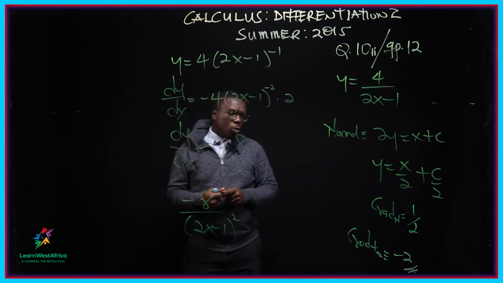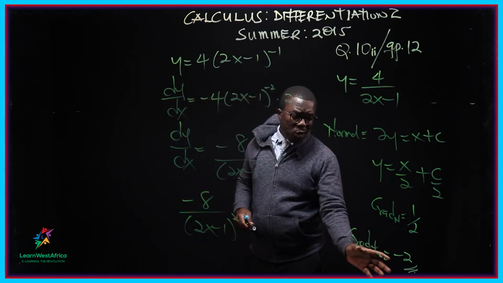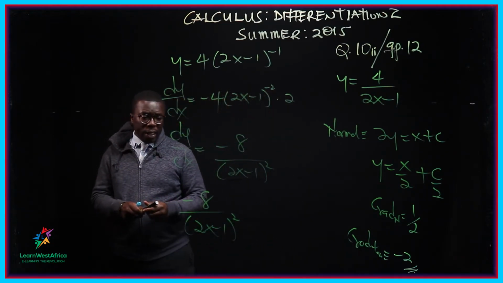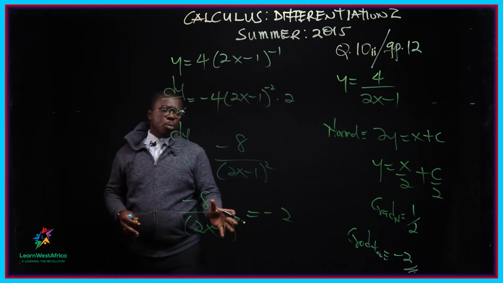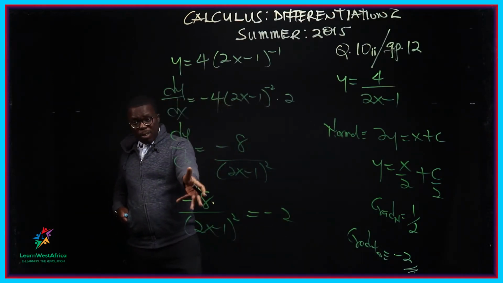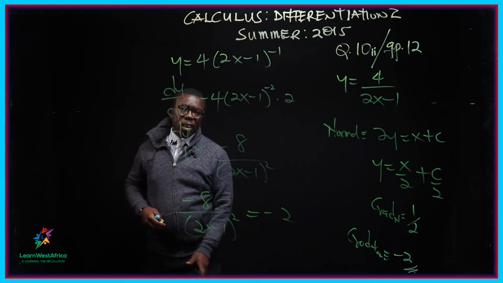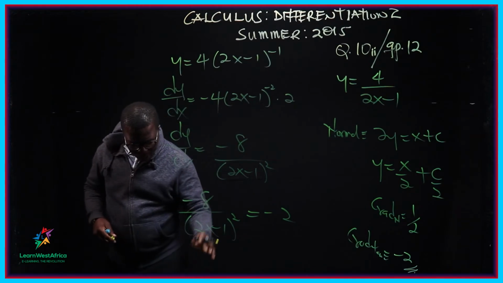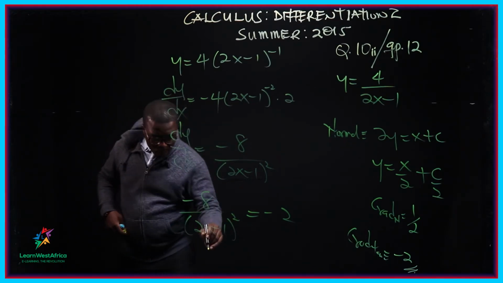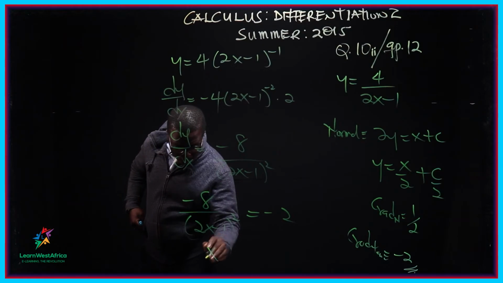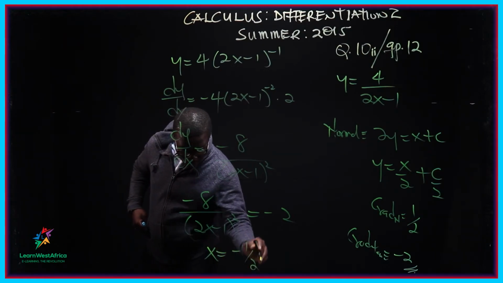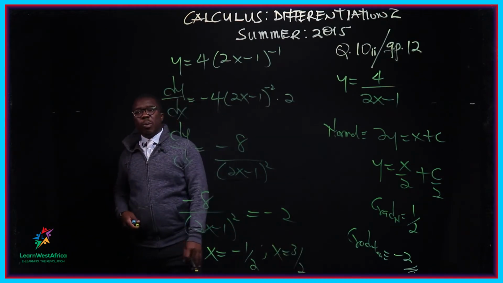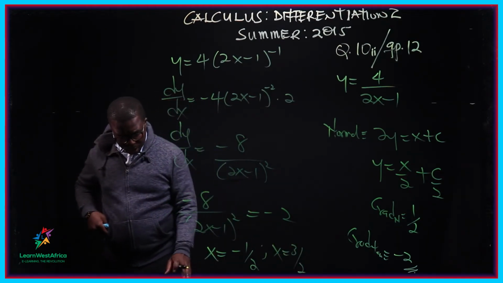Or, remember, once we've been able to find the gradient of the normal to be negative 2 here, we can just take the minus 8 over (2x minus 1) all squared and equate it to minus 2. Because remember, this is the gradient of the curve, which is the same as that of the tangent. So we can just equate that. Now, when you work out the algebra, you would get values of x being equal to minus half and x equal to 3 over 2. I'm sure you can work out the algebra there and get the respective values of x.